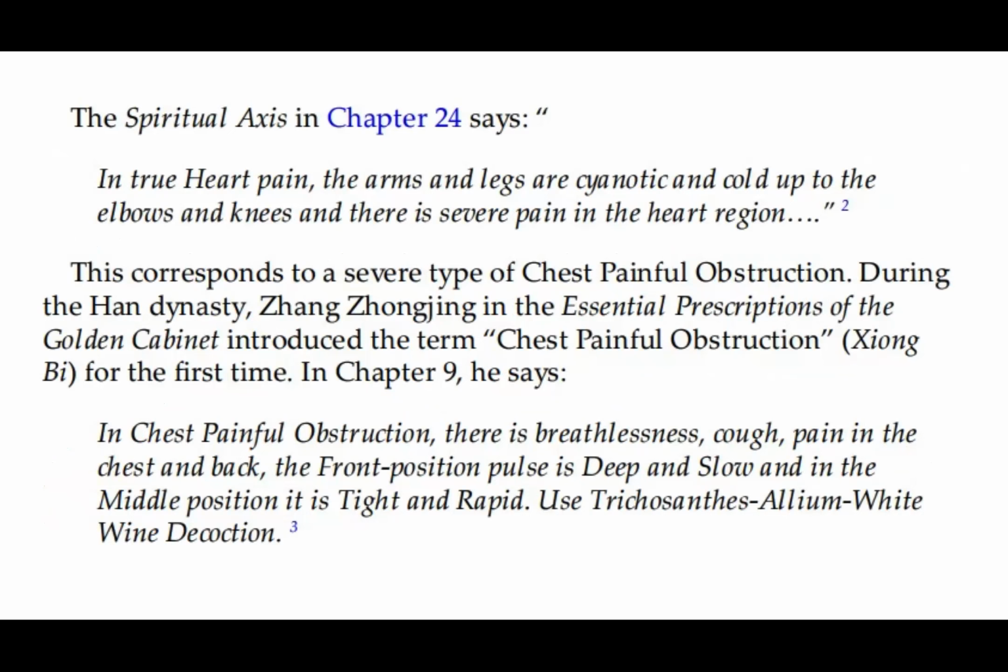This corresponds to a severe type of chest painful obstruction. During the Han Dynasty, Zhang Zhongqing, in the Essential Prescriptions of the Golden Cabinet, introduced the term chest painful obstruction, or Xiong Bi, for the first time. In chapter 9, he says, "In chest painful obstruction, there is breathlessness, cough, pain in the chest and back. The front position pulse is deep and slow, and in the middle position, tight and rapid." And so you have to use Trichosanthus Allium White Wine Decoction.